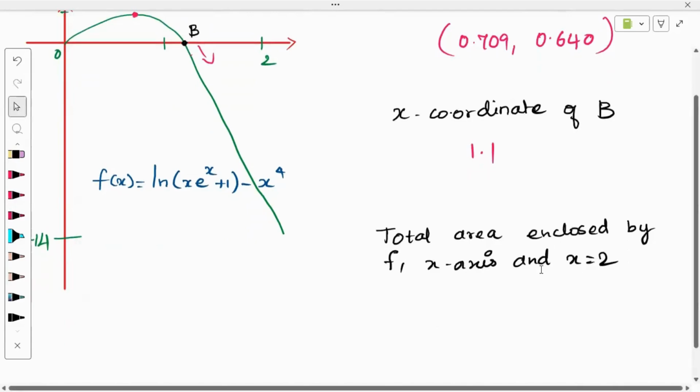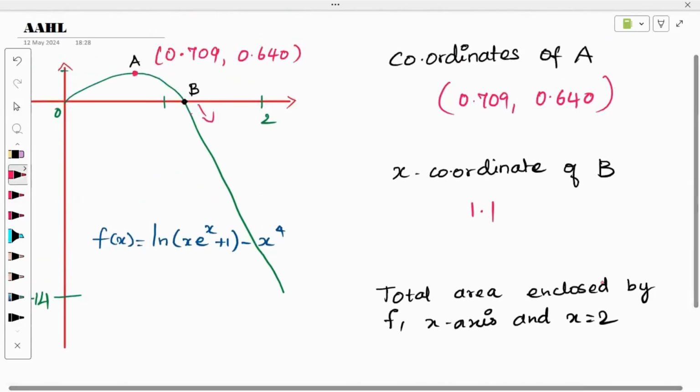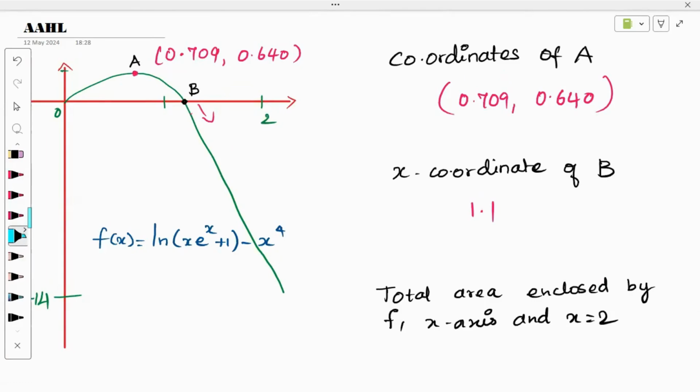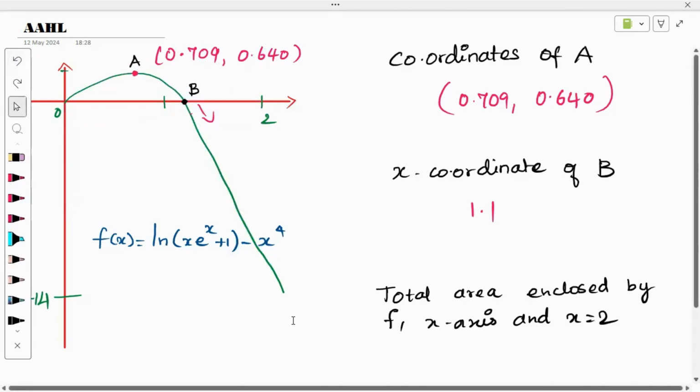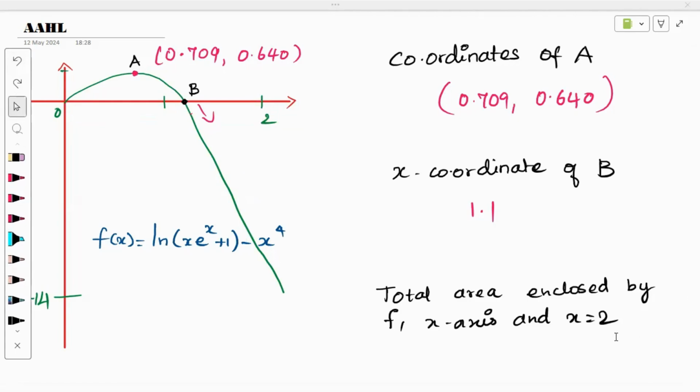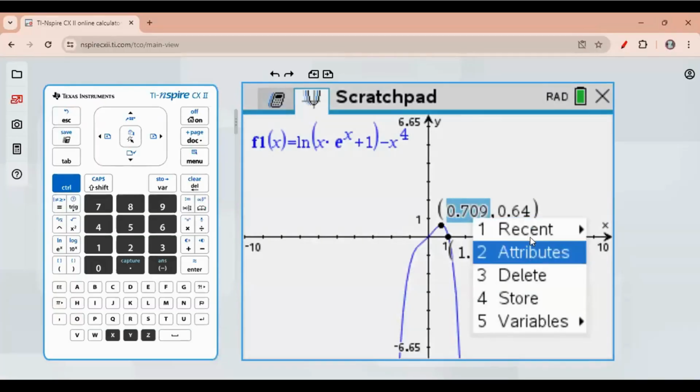And then the total area enclosed by f, the x-axis and x equals 2. So my x-axis is here, the graph is here, and x equals 2 when you draw it. Right? So this is the area enclosed by the graph and the x-axis, this part and also this part. So we are going to solve it graphically now. This is the basic idea of this. Let's go to the graph. We can hide this, these are not needed.